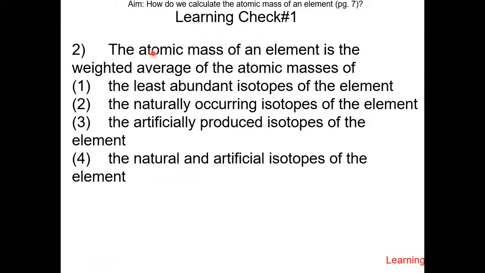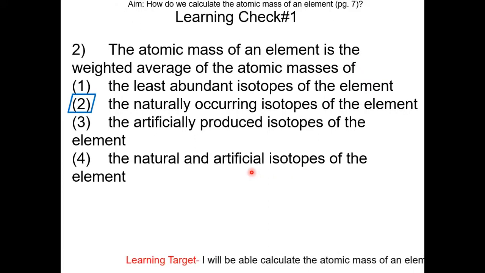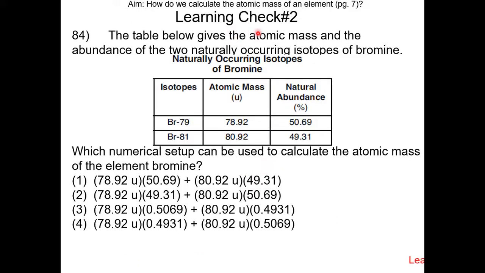Learning check number 1. The atomic mass of an element is the weighted average of the atomic masses of what? Pause the video and resume once completed. So this is a definition question. So the answer is choice 2 because it must be natural. It cannot be artificial.